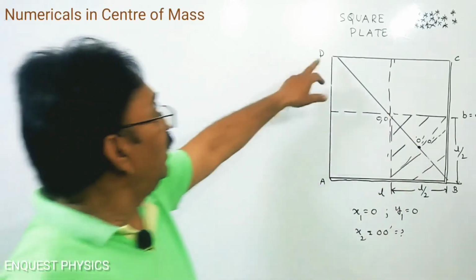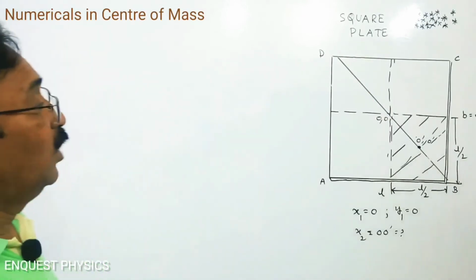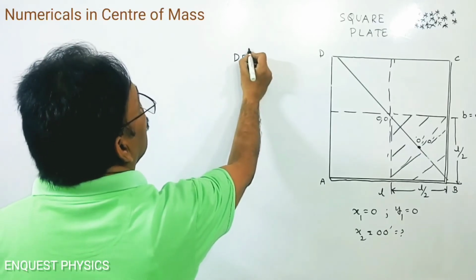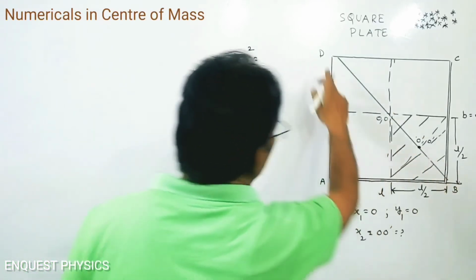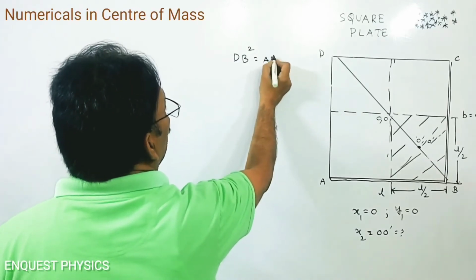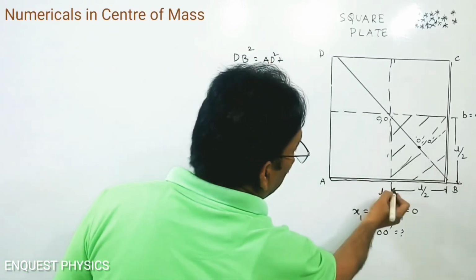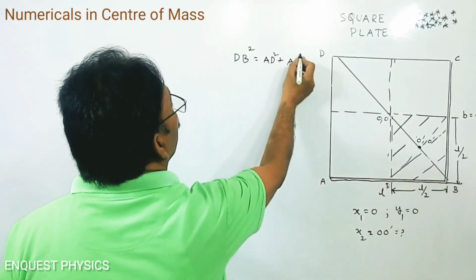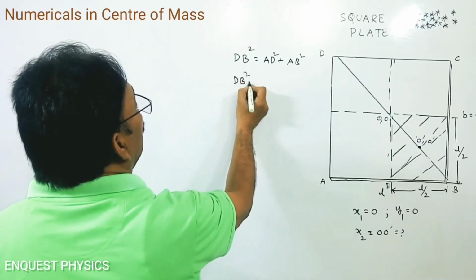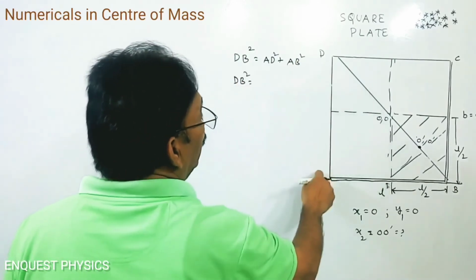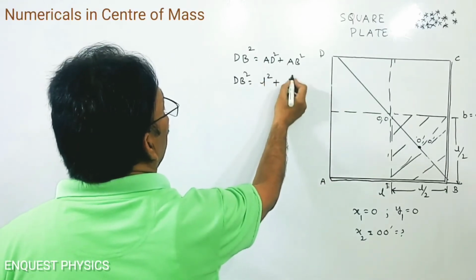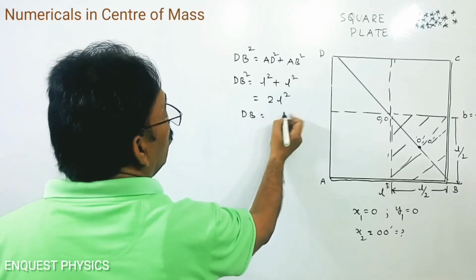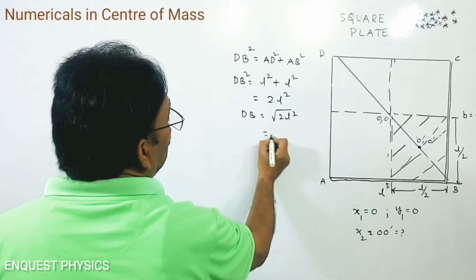Okay, here it is a right angle triangle. In that triangle we can write dB squared is equal to hypotenuse, adjacent AD squared plus AB squared, and substitute the values. dB squared is equal to AD squared, it is L square plus L square, it is 2L squared, and dB is equal to root of 2L square, that is L root 2.